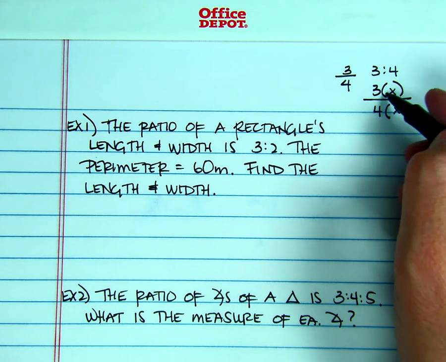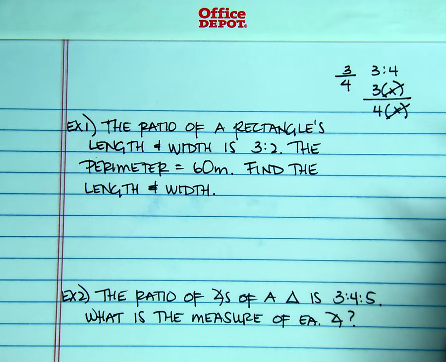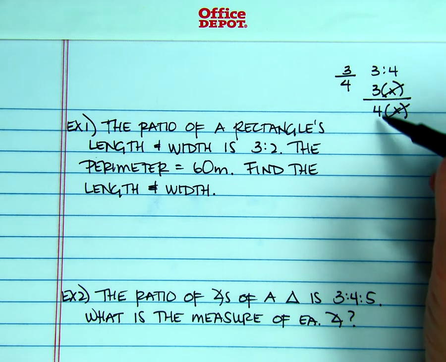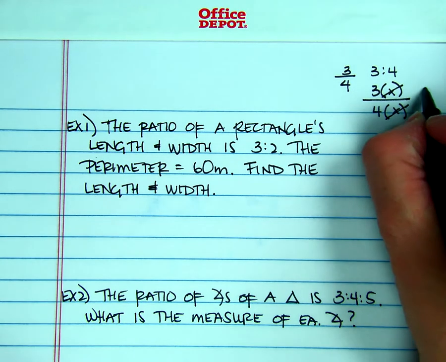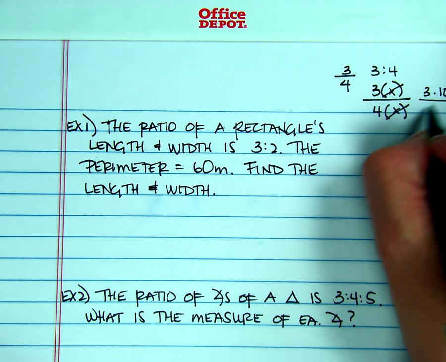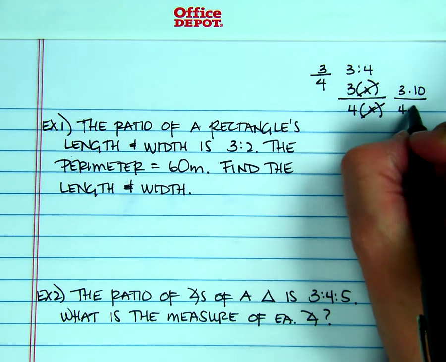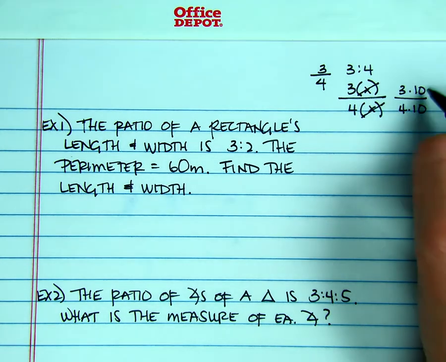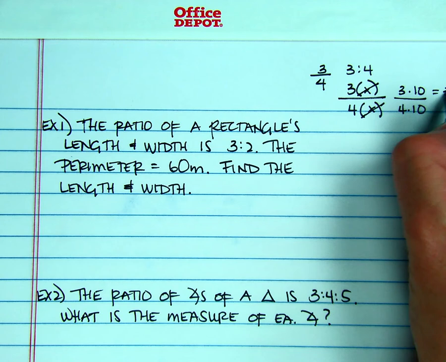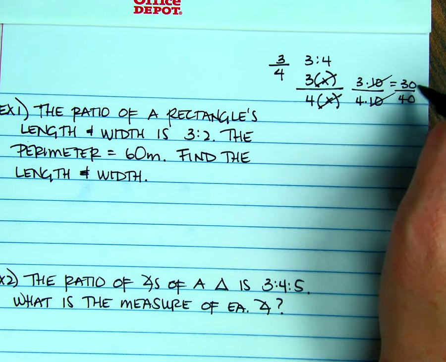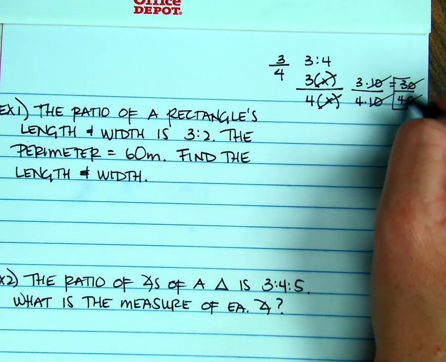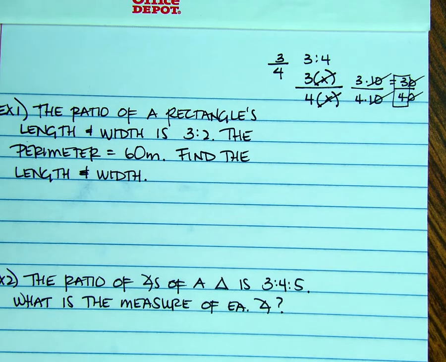x divided by x, those are going to cancel each other out, and so you have a ratio of 3 to 4. So for example, let's say x is 10. So we have 3 times 10 over 4 times 10. So this side would be 30, and this side would be 40. It just means that when you simplify it, you're still going to have that ratio of 3 to 4.